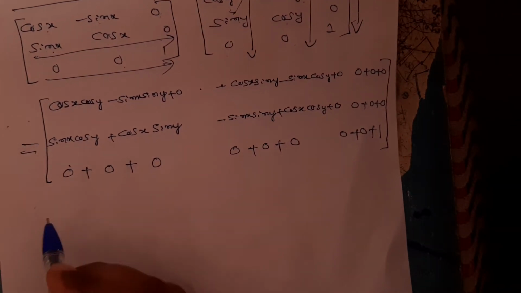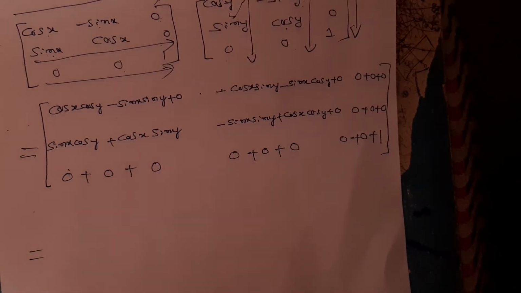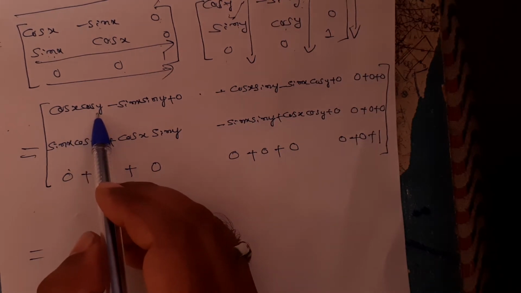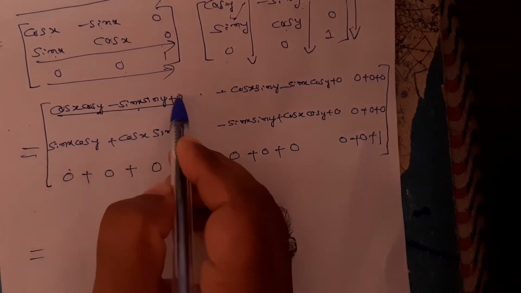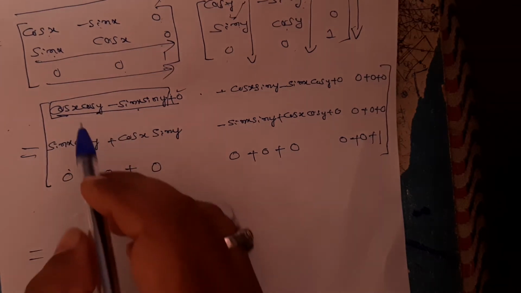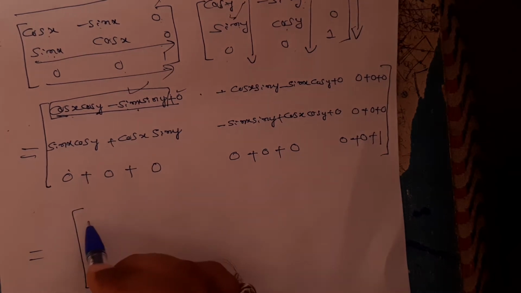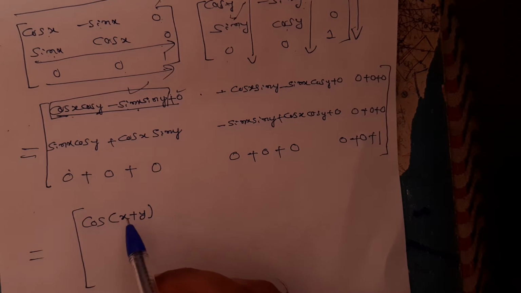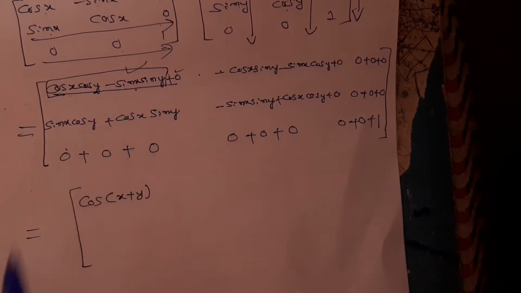Next, observe carefully what happens in the next step here. Cos x cos y minus sin x sin y, plus 0. What is the standard result here? Cos x cos y minus sin x sin y is nothing but cos of x plus y. This is the cosine sum formula. So cos of x plus y is cos x cos y minus sin x sin y.